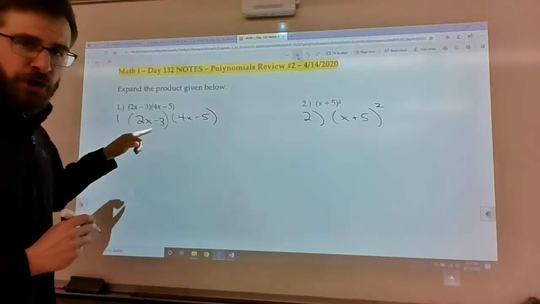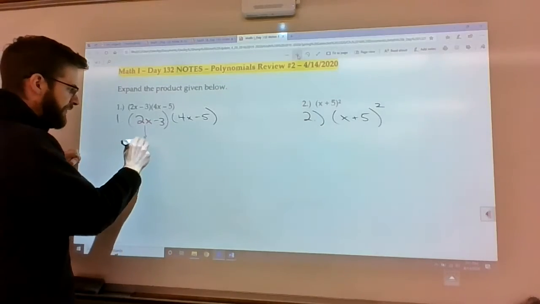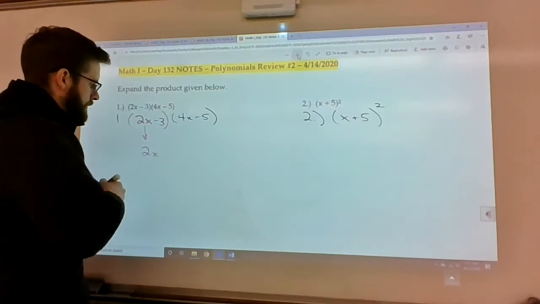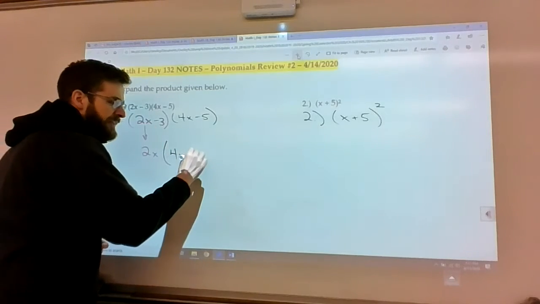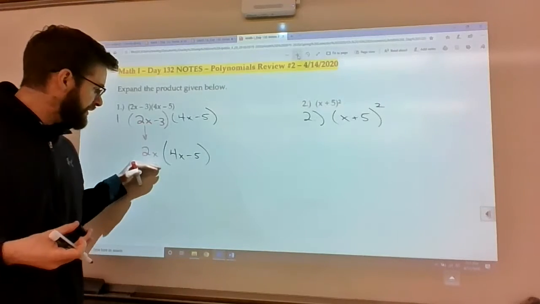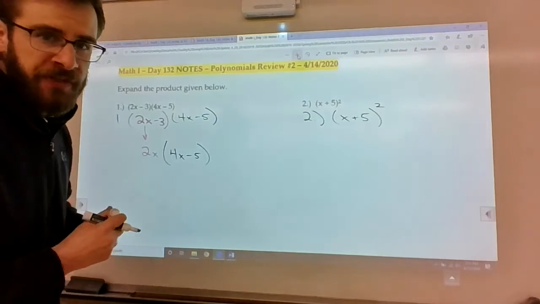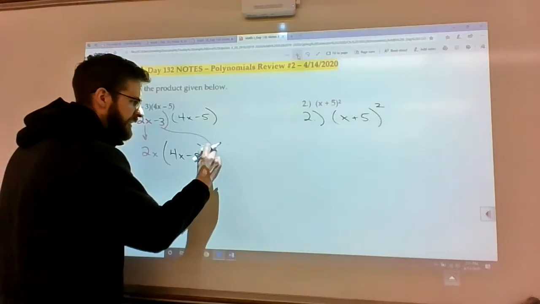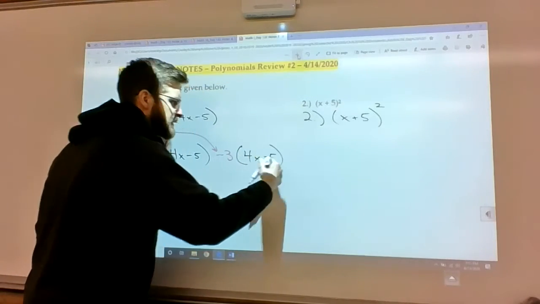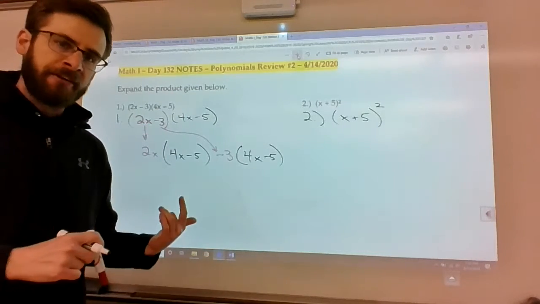So what I showed you guys last month was that we can literally rewrite this 2x side by side with the 4x minus 5. When we write it there, it's like, oh yeah, we're multiplying when you put something on the outside of parentheses to something else. We're going to do the exact same thing with the negative 3. So that negative 3 comes down here, times 4x minus 5.